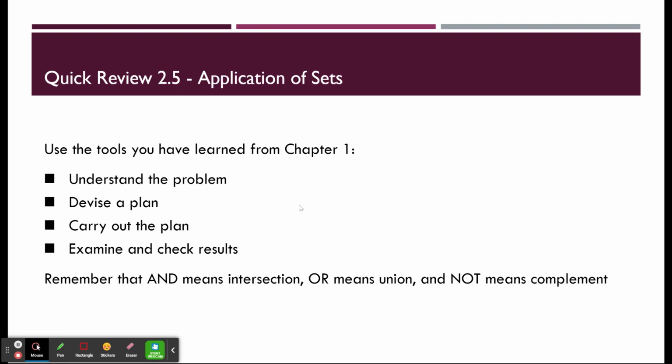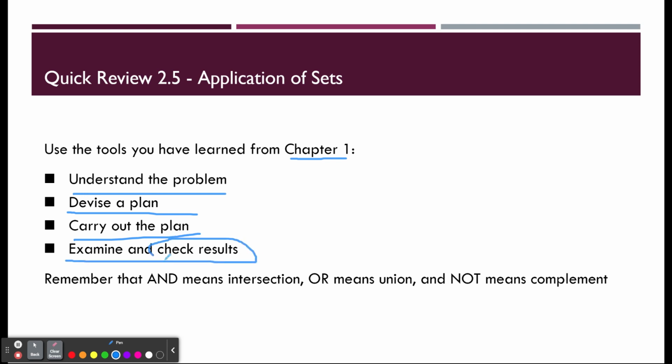Okay, to 5, again, we're looking at application of sets. So this really was just kind of working through problems. So basically, just remember what you learned in chapter 1. Understand the problem. Got to read it, understand it. Figure out what it's looking for, what's the plan, carry that plan out, and then make sure you go back and check your results. And means intersection, or means union, not means complement.